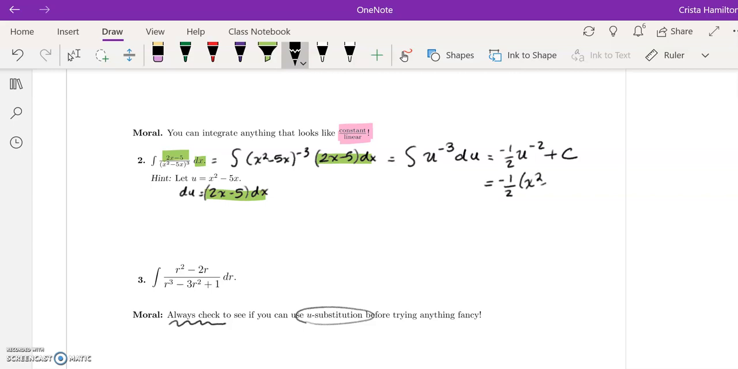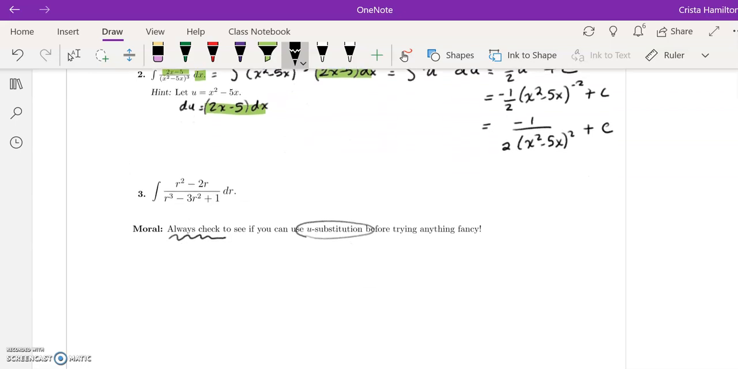U was x squared minus 5x to the negative 2 plus c, and you might prefer it written in the form where we get rid of the negative exponents, 1 over 2 times x squared minus 5x, quantity squared, plus c, and that would be our general antiderivative. Okay.